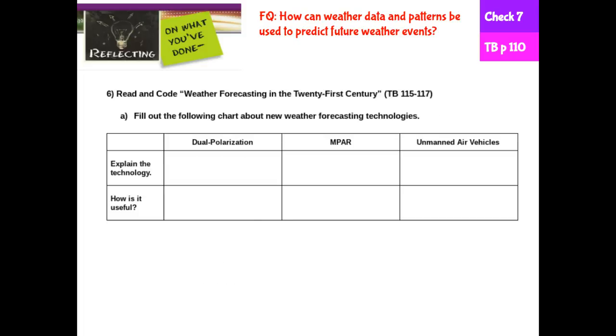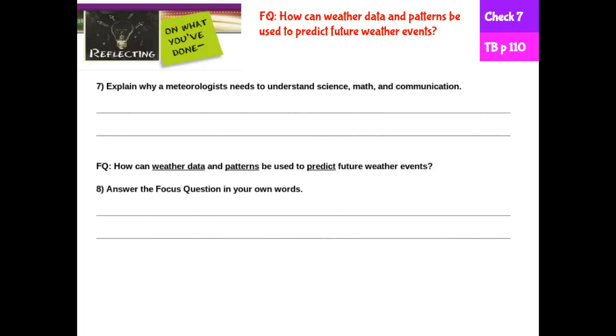And then we're going to be reading and coding weather forecasting for the 21st century, looking at 3 types of technologies, explaining that technology and figuring out how it's useful. Discussing why a meteorologist would need to understand science, math, and communication, and finally answering the original focus question.